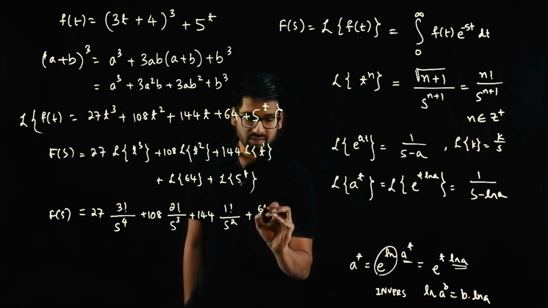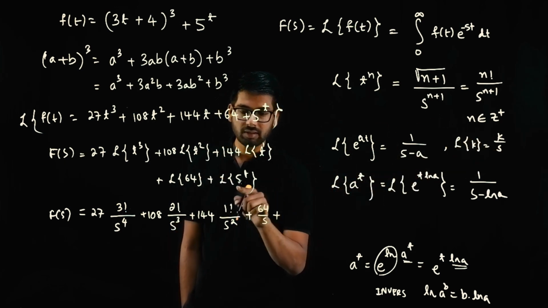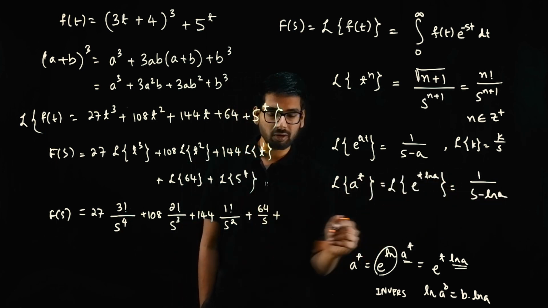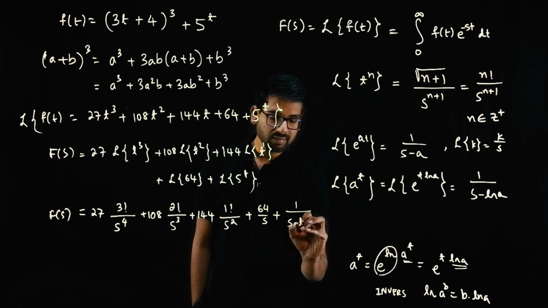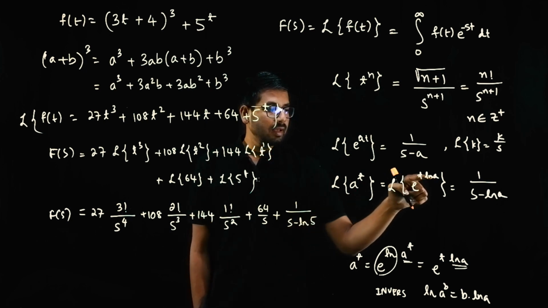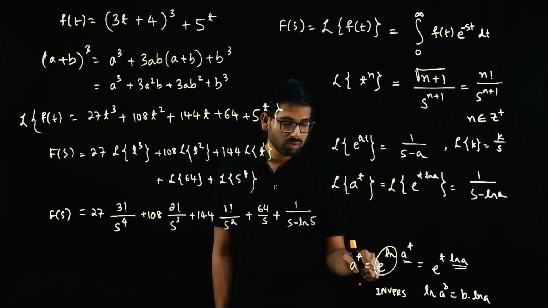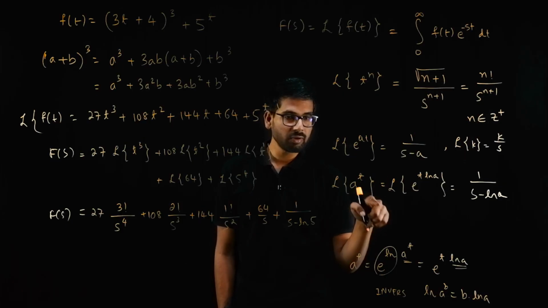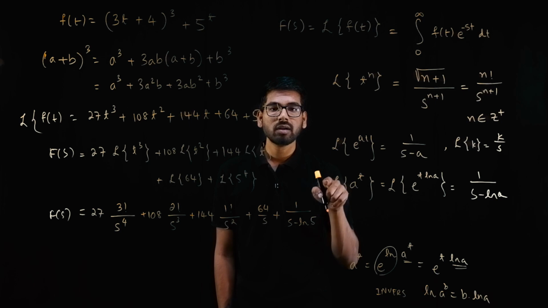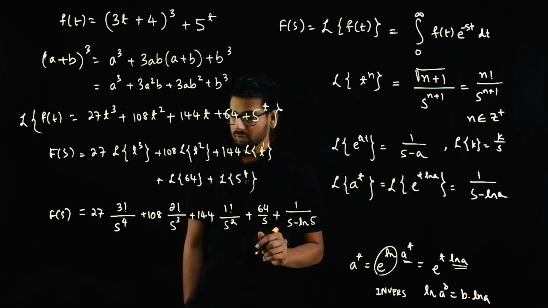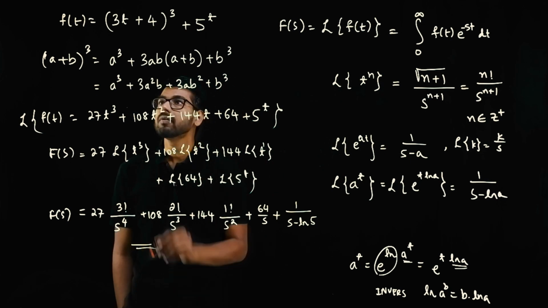So 64 can be written as 64 over s plus Laplace transform of 5 power t. Laplace transform of a power t is 1 by s minus log a. So 1 by s minus log of 5. And ln is used when you have e power; this is not natural log or log to the base e. And when you write log, it is to the base 10. Okay. So this is the Laplace transform of this function.